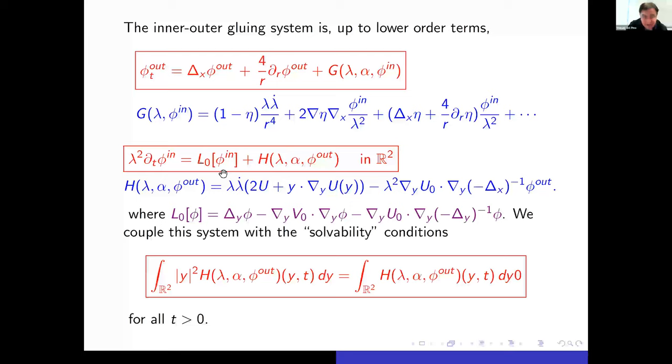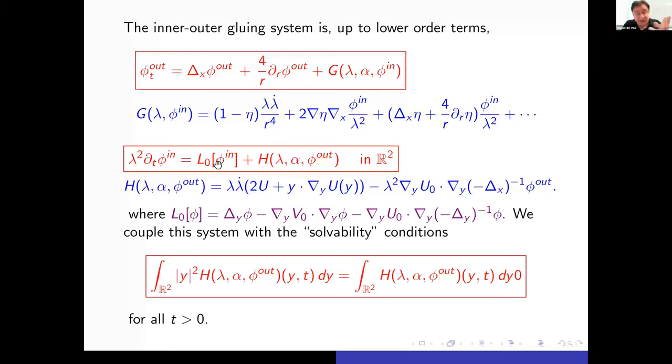This is the equation. This equation looks very much like the one I already solved with the elliptic argument, with the Fredholm alternative. You need to do a theory in order to solve this, but the condition that you ask for is having phi inner decaying. Why do you want phi inner, the inner contribution, decaying?